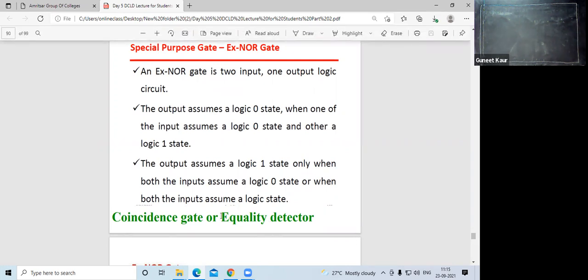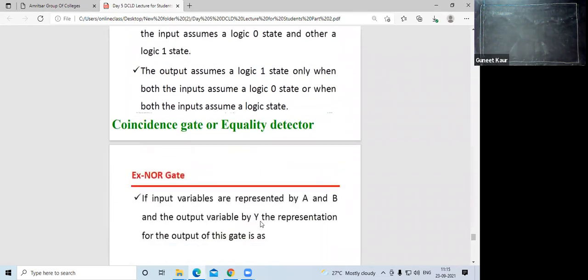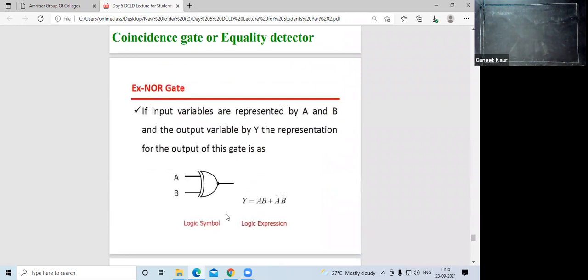So output assumes to be logic 0 state when one of the input assumes the 0 and other is in the logic 1 state. Means for 0 1 combination and 1 0 combination, your output will be 0. But in case both the inputs are 0, both the inputs are 1, then output will be your 1. Okay, so this is the symbol for the XNOR gate, and the expression for the XNOR gate is here. So XOR with bubble, that is known as your XNOR.